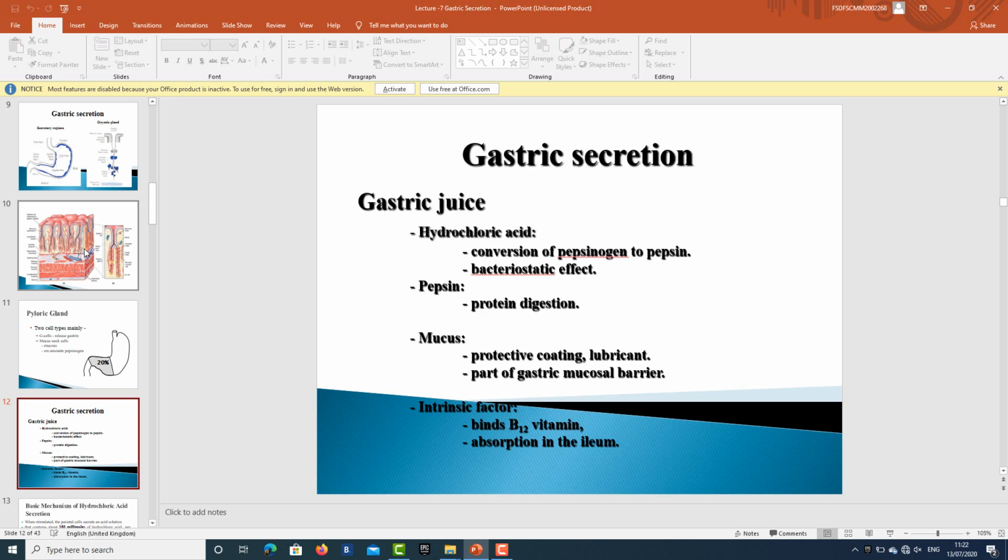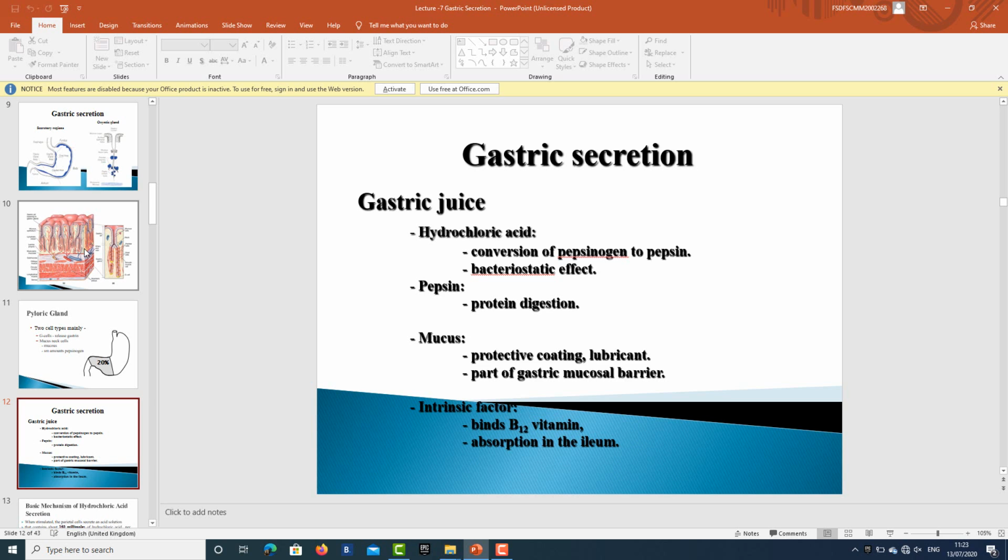Now what is the composition of gastric secretion? Gastric juice is composed of hydrochloric acid, pepsin, mucus, and intrinsic factor. Hydrochloric acid is important for the conversion of pepsinogen to pepsin, and also it makes the food antiseptic, that is, it has a bacteriostatic effect. It does not allow the bacteria to grow there.